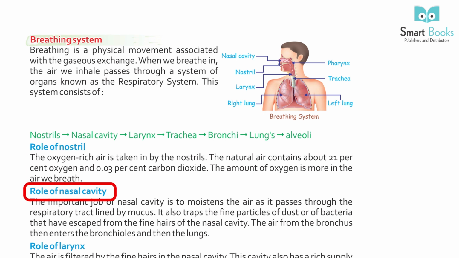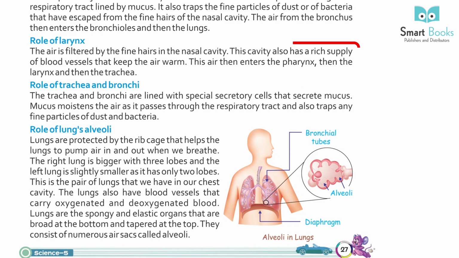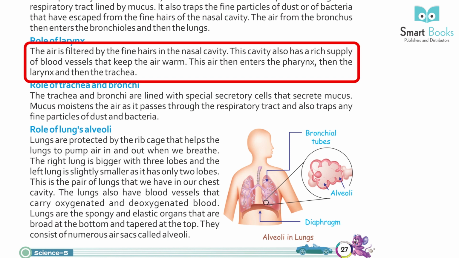Role of nasal cavity. The important job of the nasal cavity is to moisten the air as it passes through the respiratory tract lined by mucus. It also traps the fine particles of dust or bacteria that have escaped from the fine hairs of the nasal cavity. The air from the bronchus then enters the bronchioles and the lungs. Role of larynx. The air is filtered by the fine hairs in the nasal cavity. This cavity also has a rich supply of blood vessels that keep the air warm. This air then enters the pharynx, then the larynx, and then the trachea.